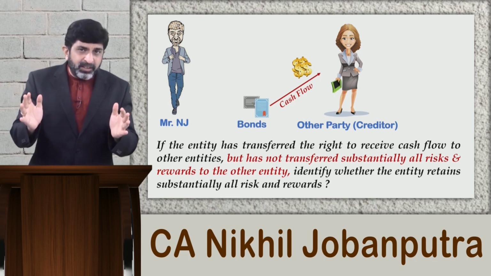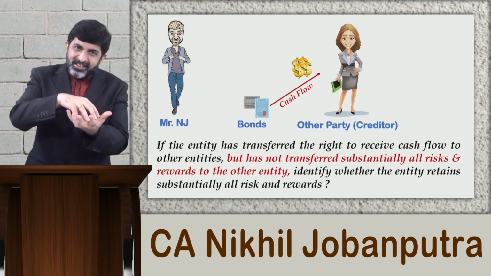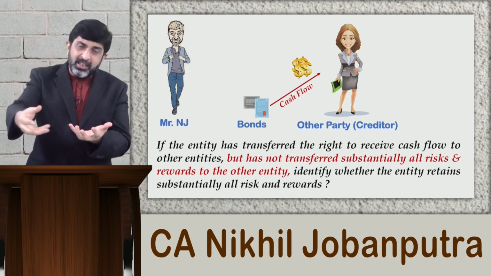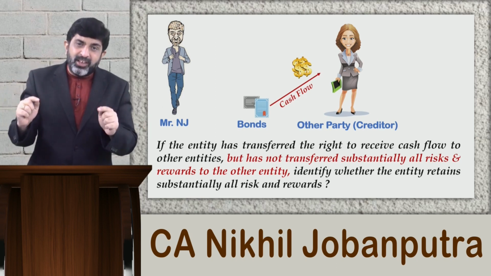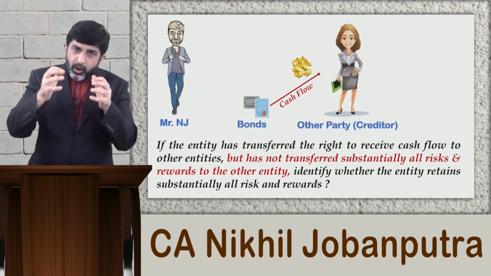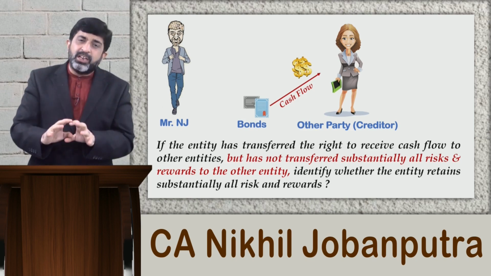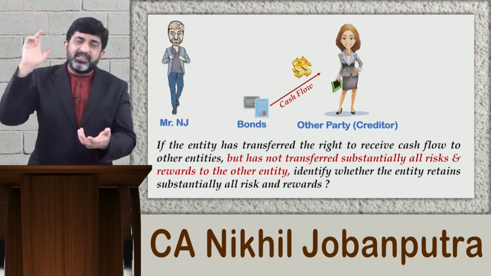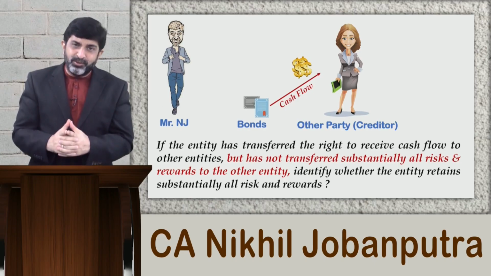In real life scenario, it could be a rare case, right? That there is an asset whose risks and rewards, whether I have transferred to another party or I have retained, is not known. In such case, just look into the control aspect. If the control of that asset is in the hands of the entity, then the entity should continue to recognize. If the control has been transferred, derecognize the financial asset. Let me now take you to the fourth scenario.